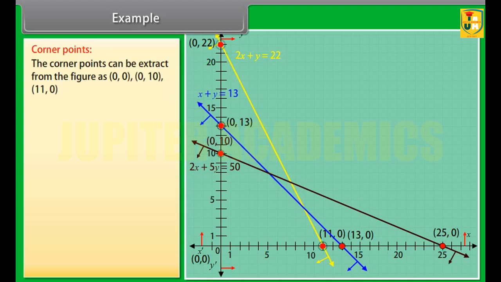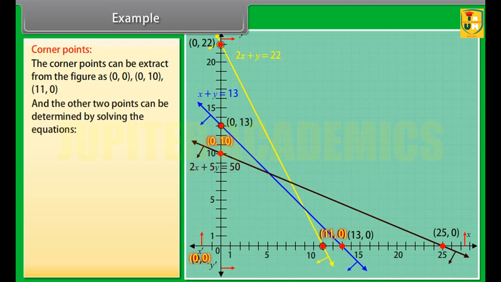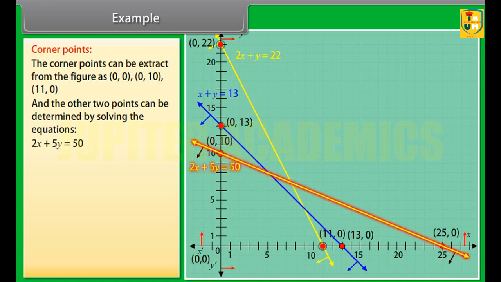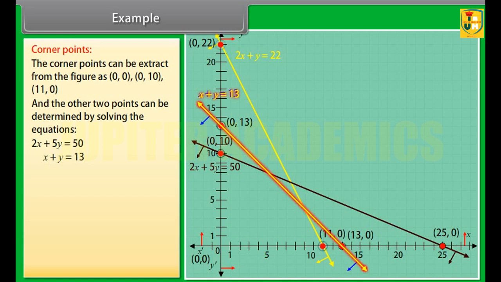The corner points can be extracted from the figure as 0, 0, 0, 10, 11, 0, and the other 2 points can be determined by solving the equations. 2x plus 5y is equal to 50. X plus y is equal to 13. By solving the equations, we get 5, 8.